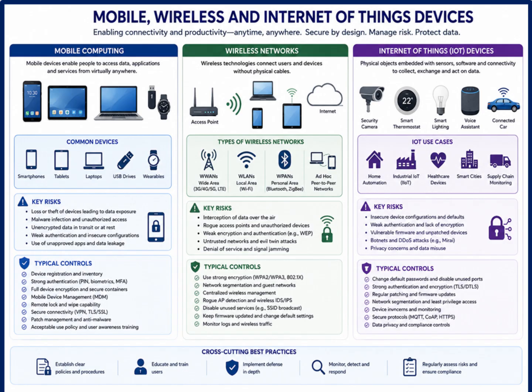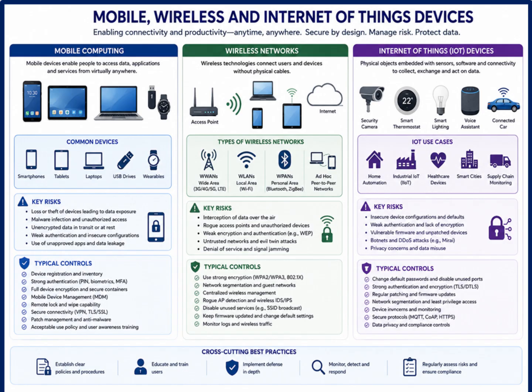The final section focuses on Internet of Things, or IoT, devices. IoT devices include smart cameras, thermostats, lighting systems, voice assistants, connected vehicles, healthcare devices, and industrial systems. These devices are increasingly used in homes, businesses, healthcare, manufacturing, and smart city environments. Although IoT devices improve automation and operational efficiency, many of them have limited built-in security and are frequently targeted by attackers.